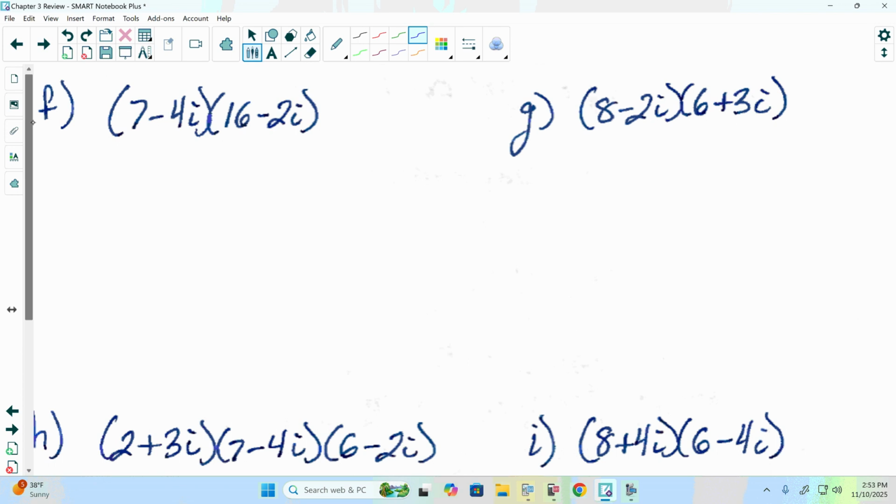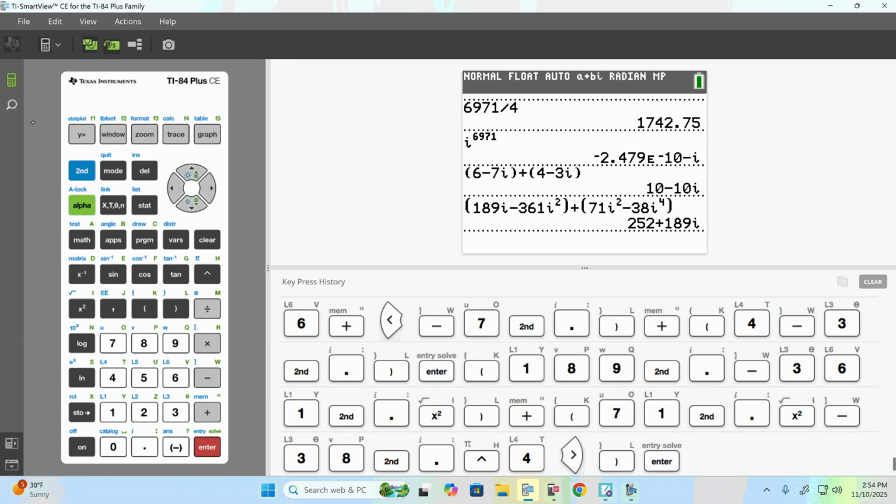F through K, multiplication, which one do you want to look at with F through K? H. So we have 2 plus 3i times 7 minus 4i times 6 minus 2i.